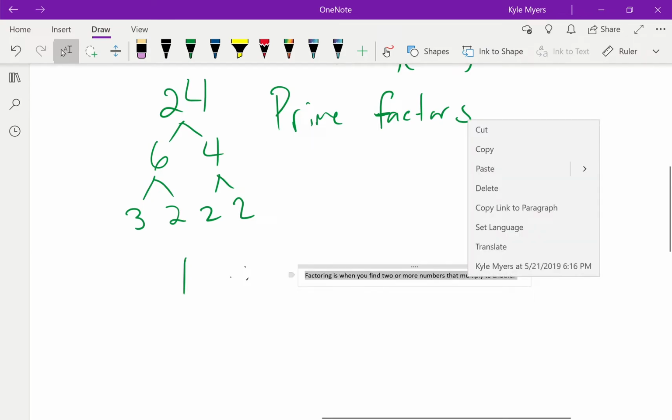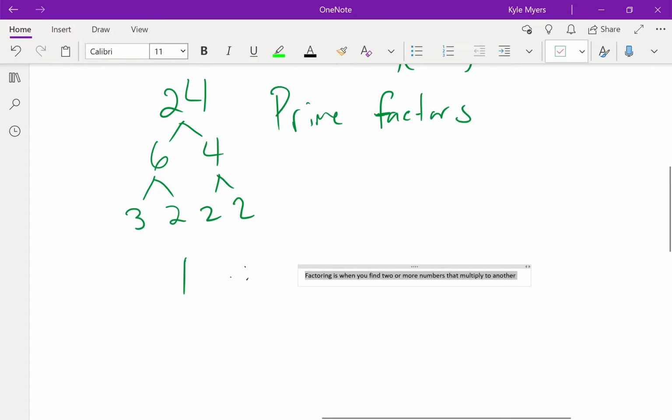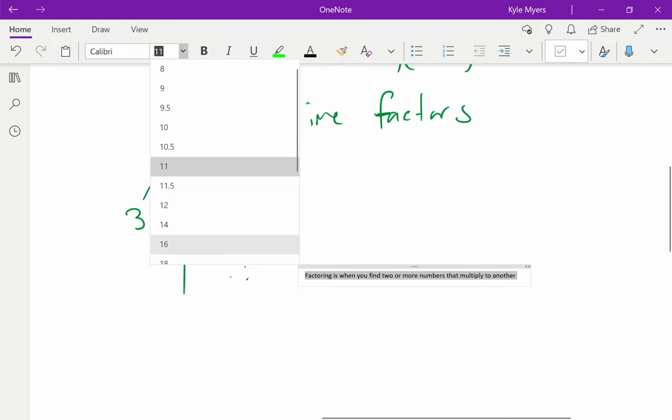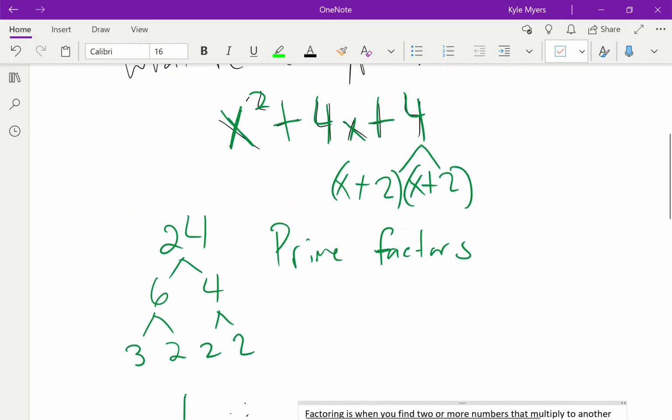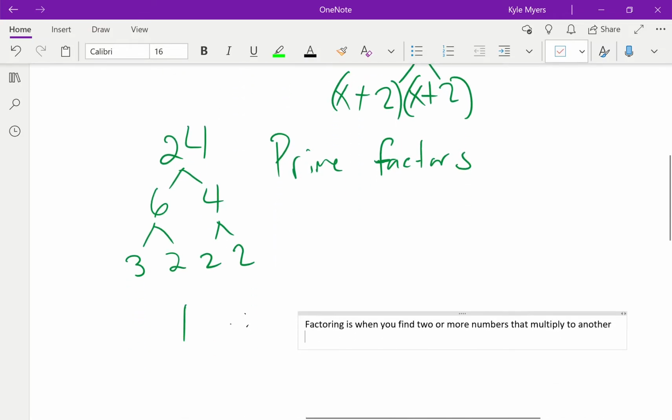Let me blow that up a little bit, make that a little bigger. All right. Factoring is when you find 2 or more numbers that multiply to another. So this is why this is factoring: 3 times 2 times 2 times 2 is 24. Boom. If you were to multiply all that out, you'd get 24. Well, hey, look at that, 2 or more numbers. That's definitely more than 2 numbers. Or this example, this is 2 things, right? I should add to this definition 2 or more numbers or terms.